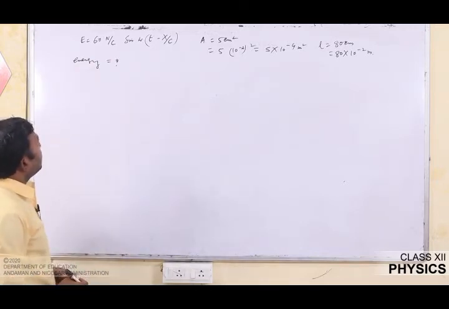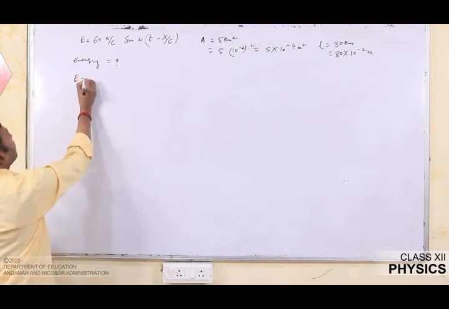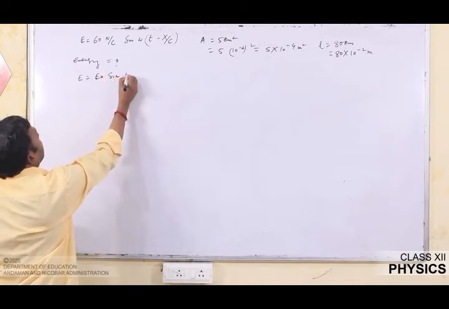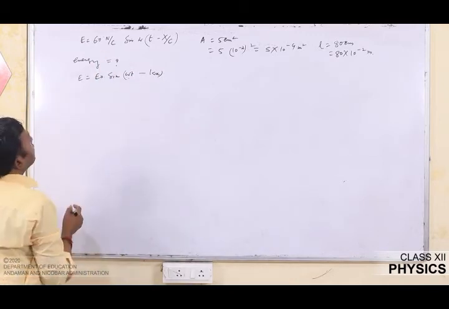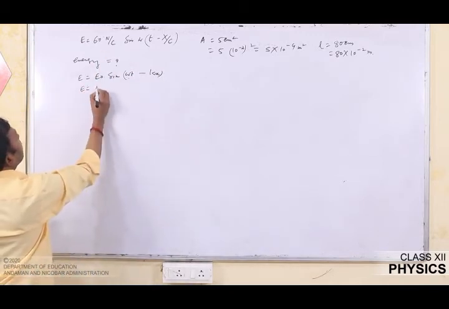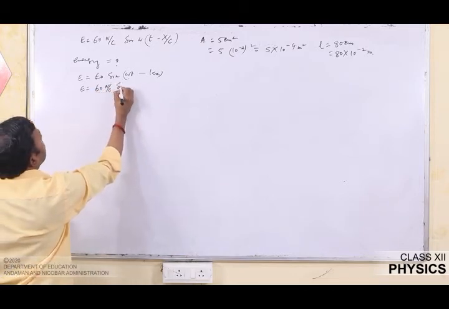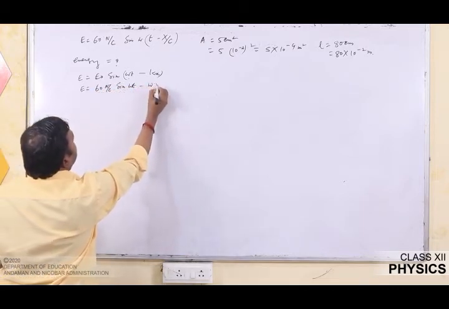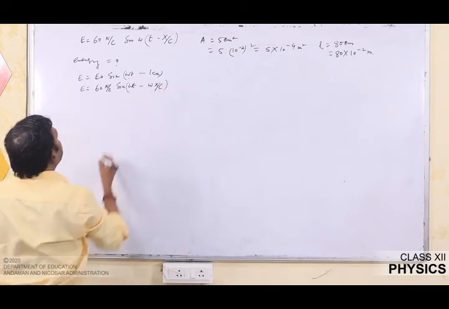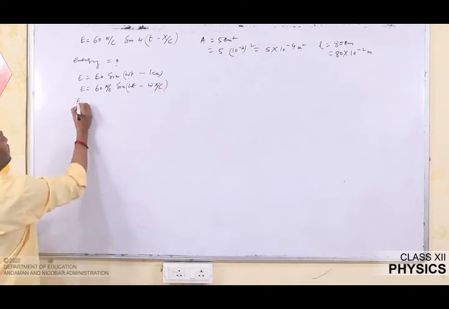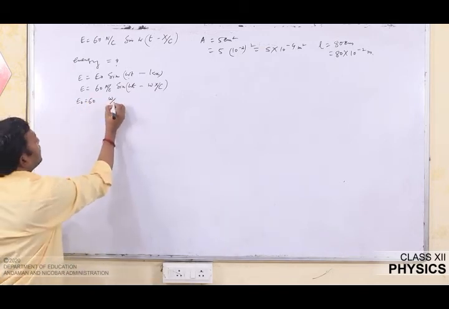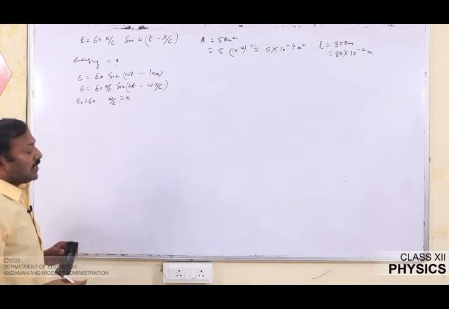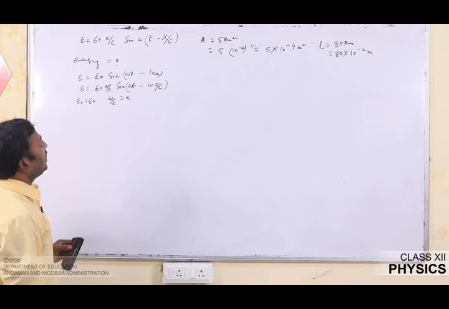So, when we compare this equation with the general equation of electric field of electromagnetic waves, we get E is equal to E0 sin(omega t minus kx). Here, on rearranging the equation, you get E equal to 60 newton per coulomb sin(omega t minus omega x by c). Comparing these two equations, we get E0 is equal to 60 and omega by c is equal to k, where omega is angular velocity and c is speed of light.